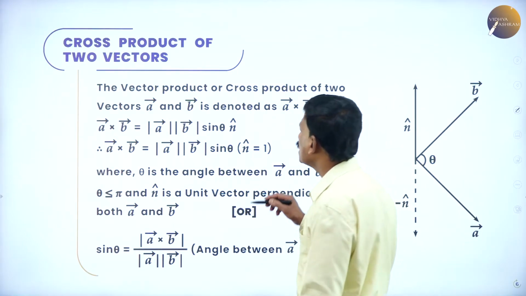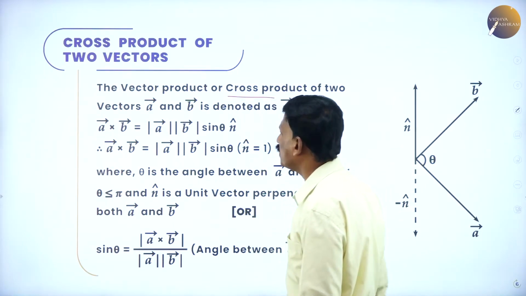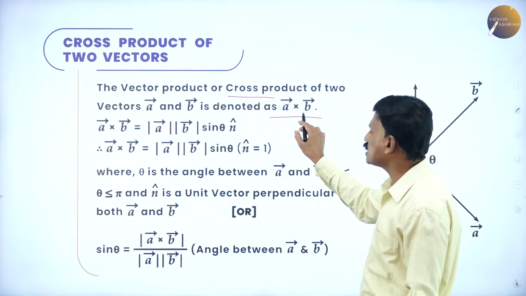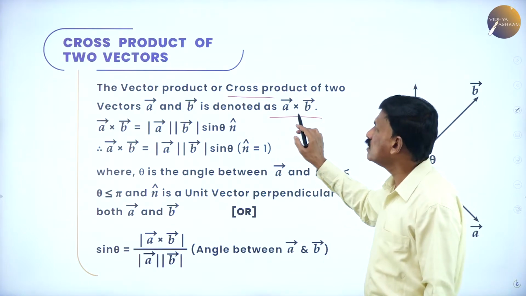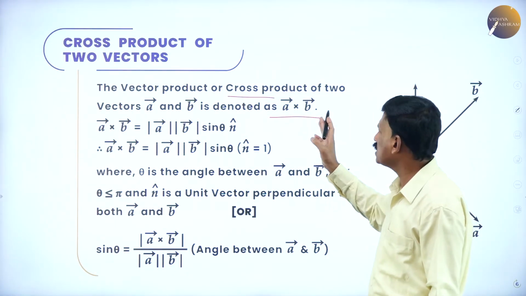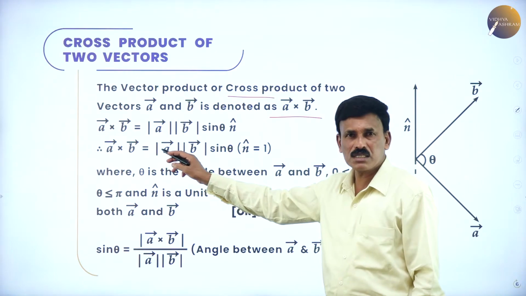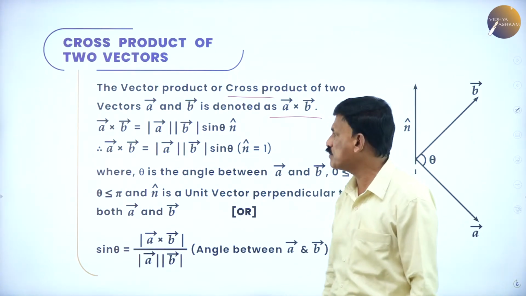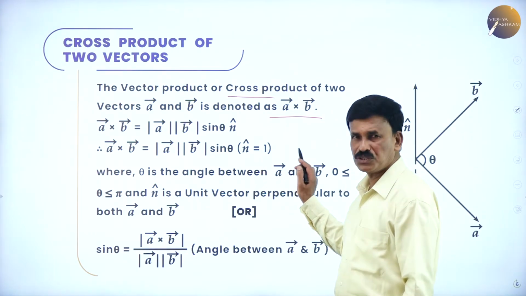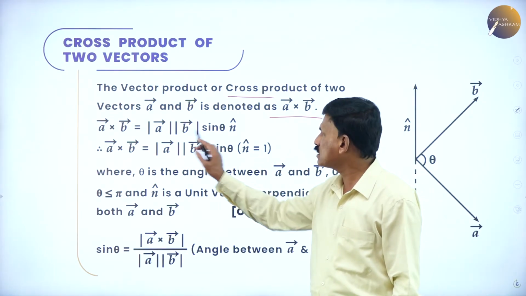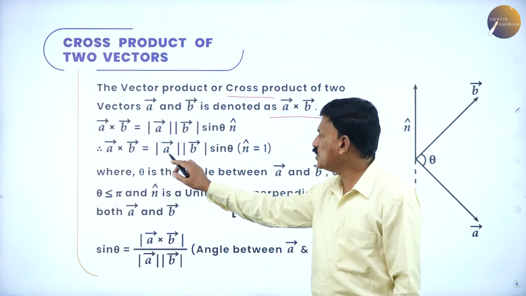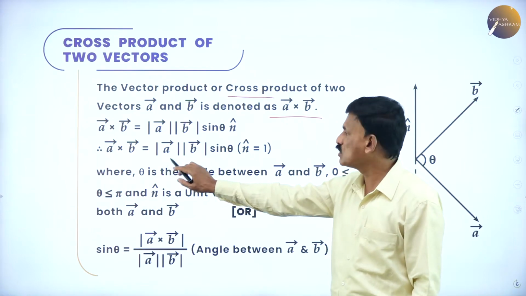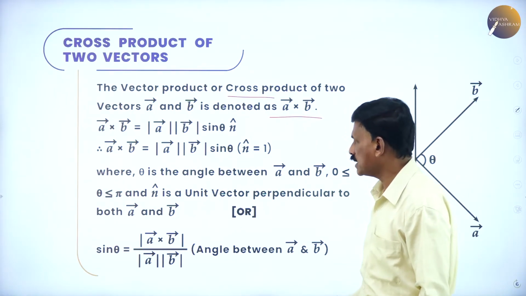Now, let us come to this. The vector product or cross product of two vectors A and B is denoted as A cross B. A cross B is called the cross product of two vectors, or it is also called the vector product. What is this cross product? Vector A cross B is equal to length of A into length of B into sine theta into n cap, where n cap is a unit vector, whose magnitude is equal to 1. So, the magnitude of A cross B is length of A, length of B into sine theta.